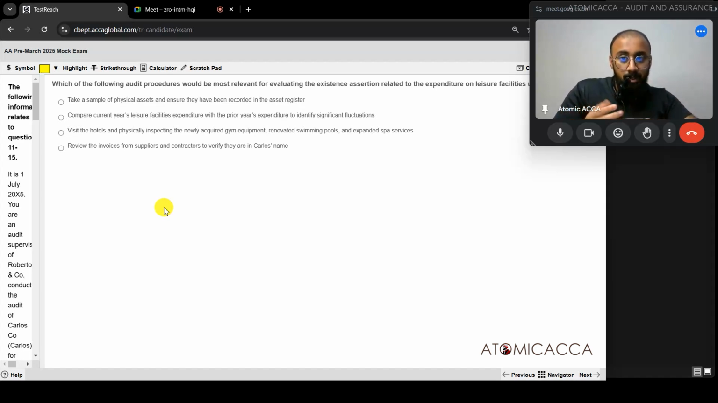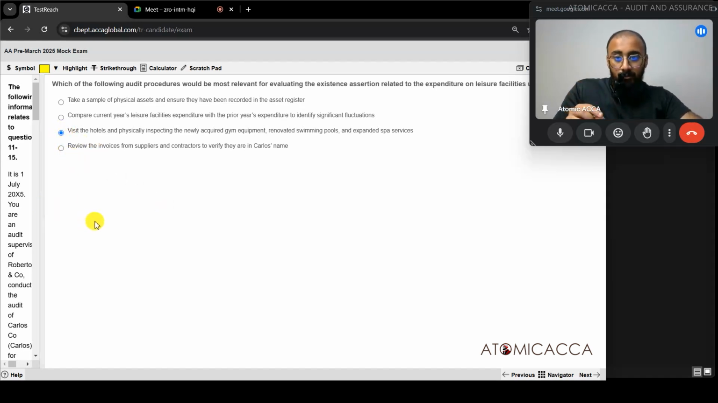Third one, visit the hotels and physically inspect the newly acquired gym equipment, renovated swimming pool, and expanded spa service. This will give you the idea about existence, because things that are there in the financial statement, when you're visiting there, if you don't find it, it means that it is not existing. And if you find it, it is existing. So option C will be the answer. But let's read the last one as well.